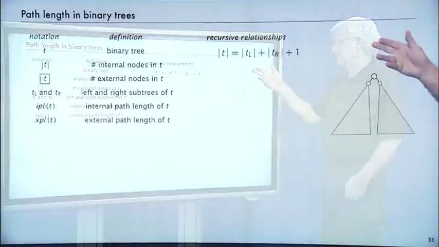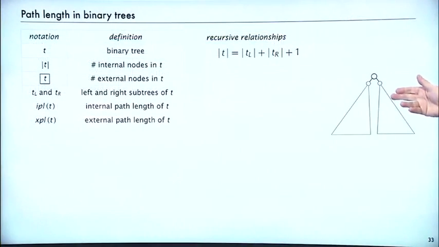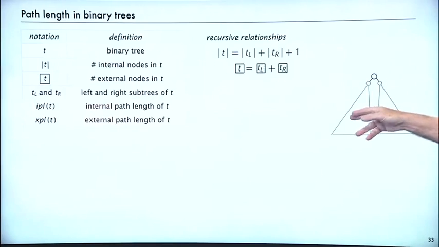So here are some recursive relationships. One thing is the number of internal nodes in a tree is the number of internal nodes on the left plus the number of internal nodes on the right plus 1 for the root. That's fine. For external nodes, the root is not an external node, so the number of external nodes in the tree is the number of external nodes on the left plus the number of external nodes on the right.